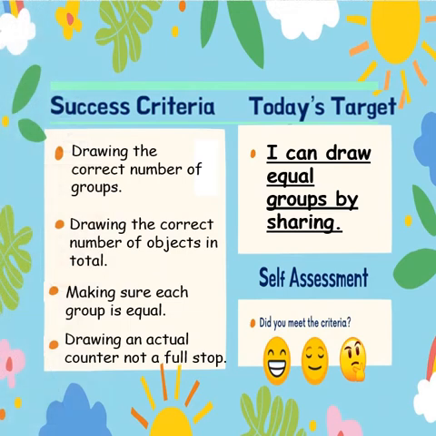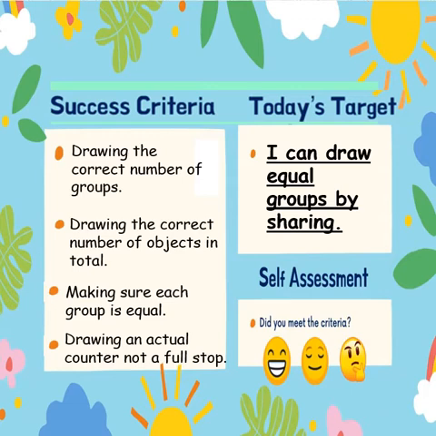Okay, so today's target is I can draw equal groups by sharing. Now, in order for you to be able to achieve that target, you will need to make sure that you draw the correct number of groups for each question. Make sure that you've got the correct amount of objects, that you've drawn the right amount of counters altogether. So if you're dividing 15 into 3 groups, make sure you've got 15 that you've drawn altogether. Okay, otherwise you won't have the right answer.